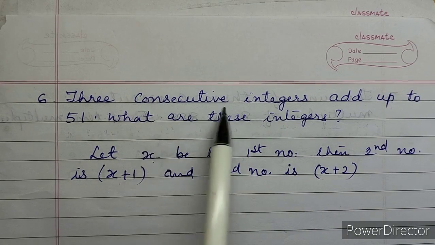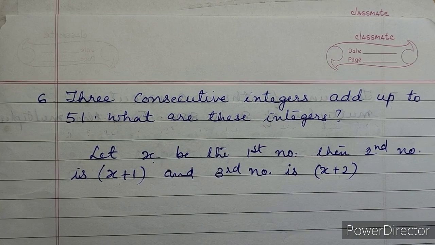So if it is given consecutive even integers, how will you take? If the first one is x, what will be the second one? Even integers means they will have a difference of 2. So if the first one is x, the second one is x plus 2. The third one is x plus 4, like that. Even and odd numbers also come the same way.